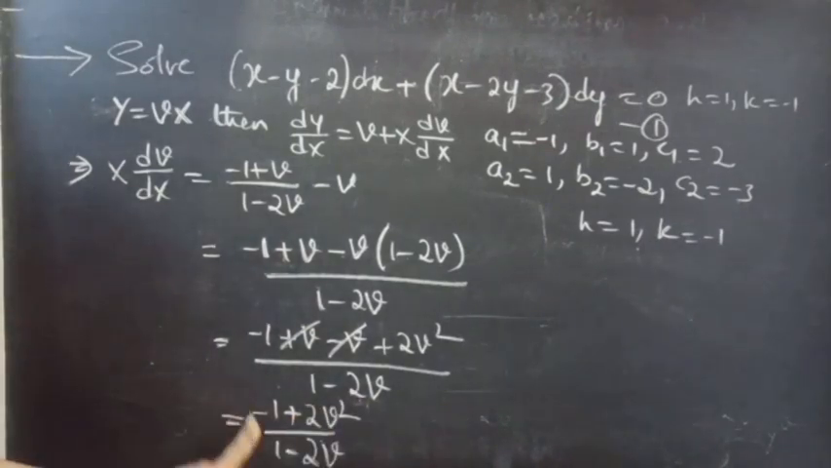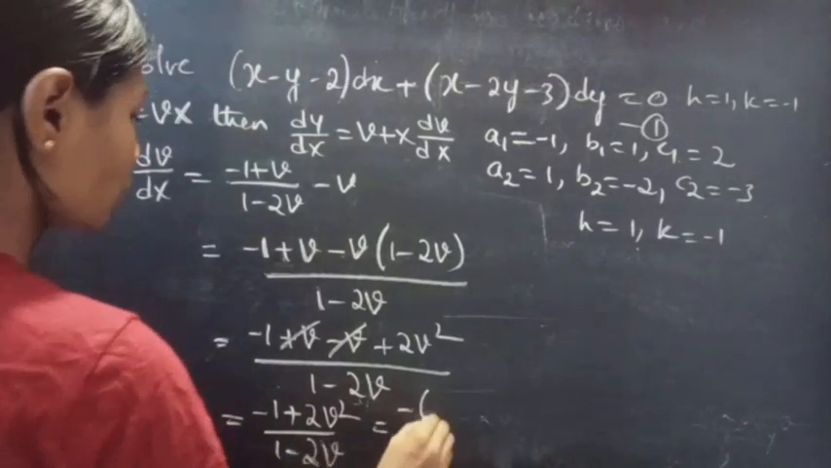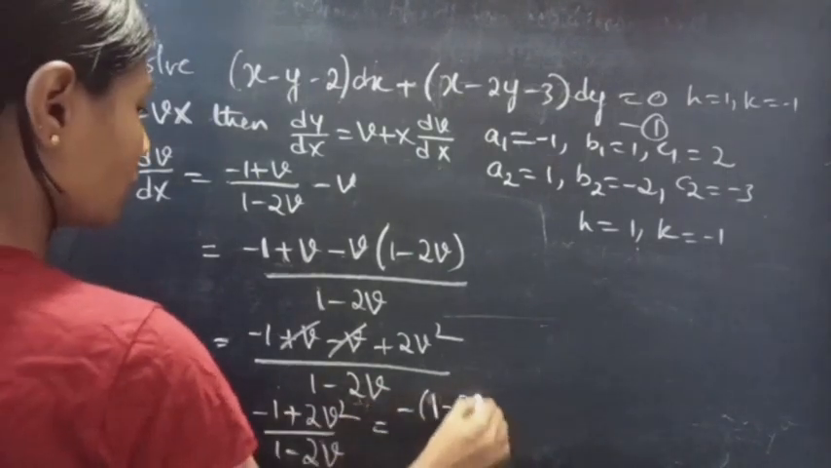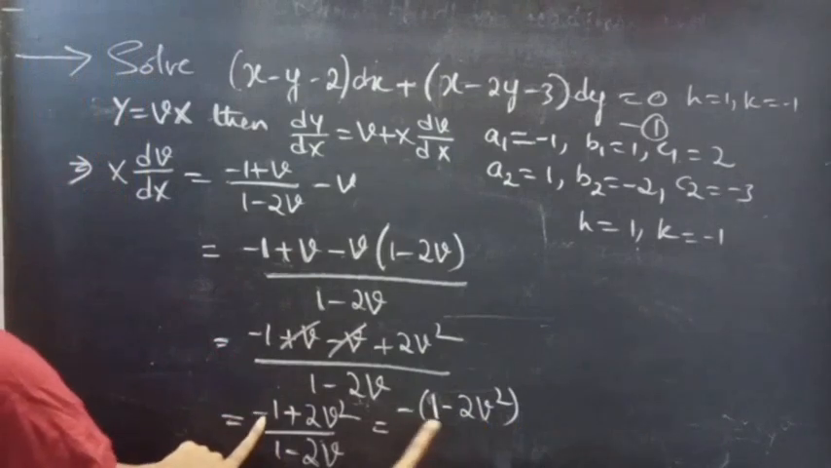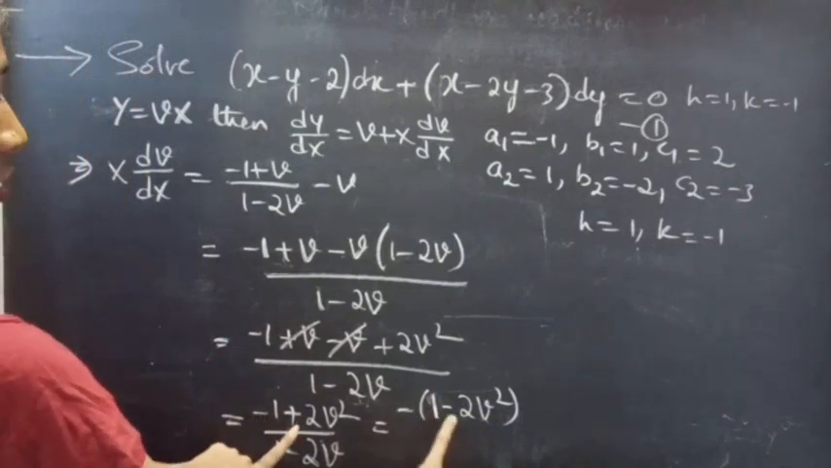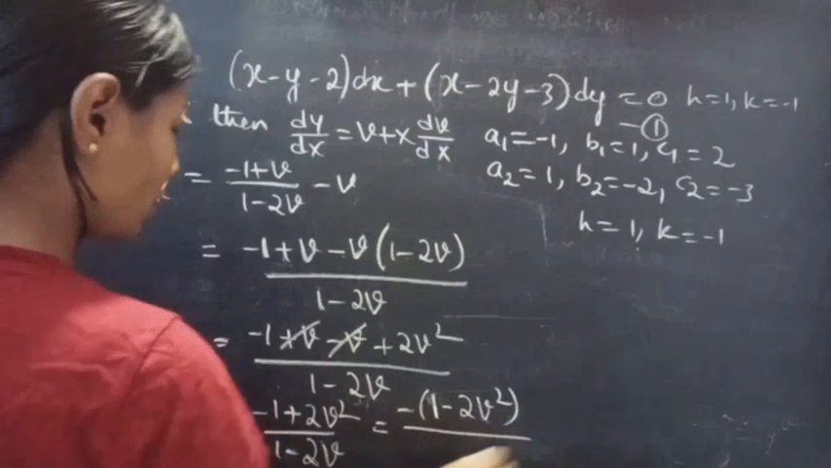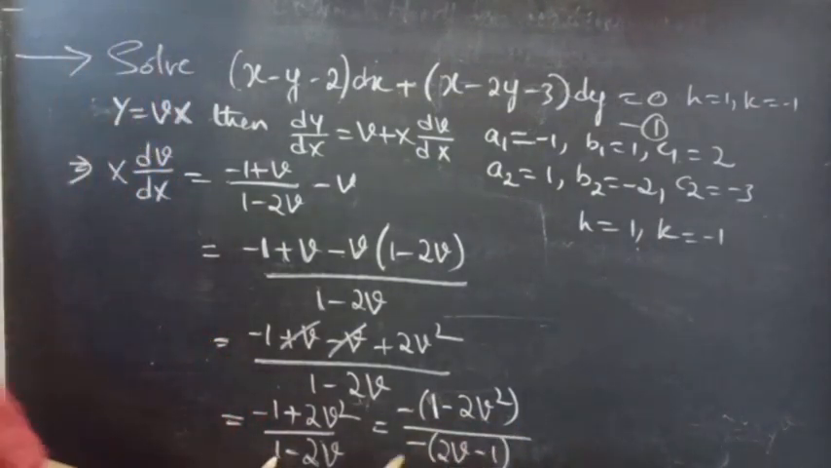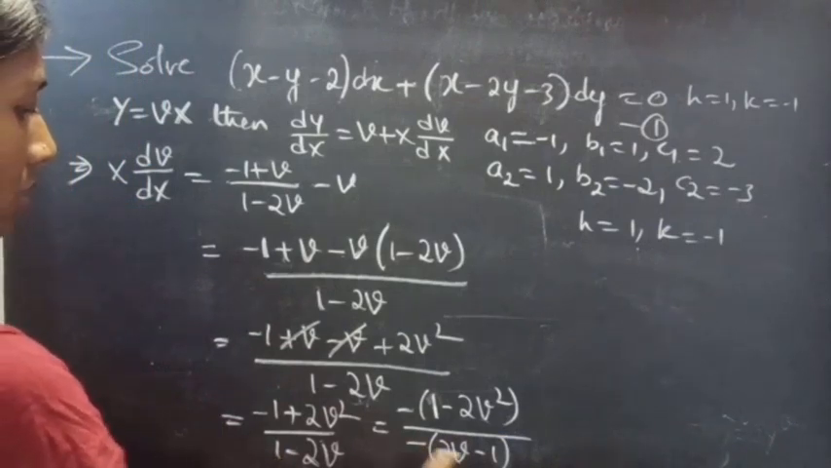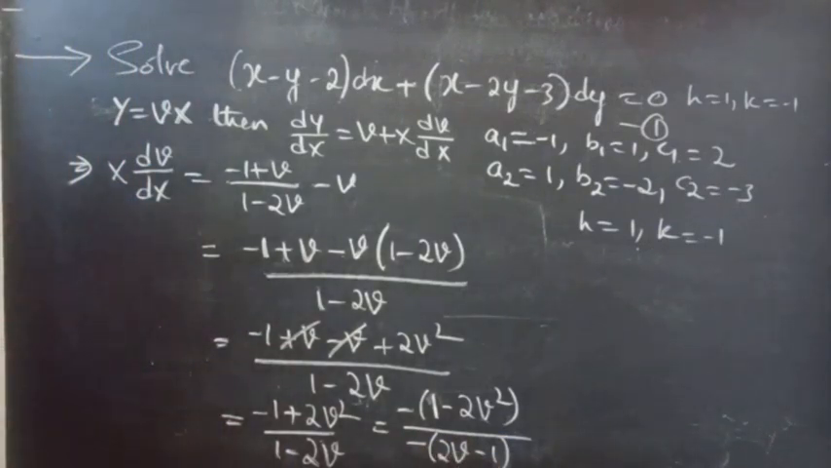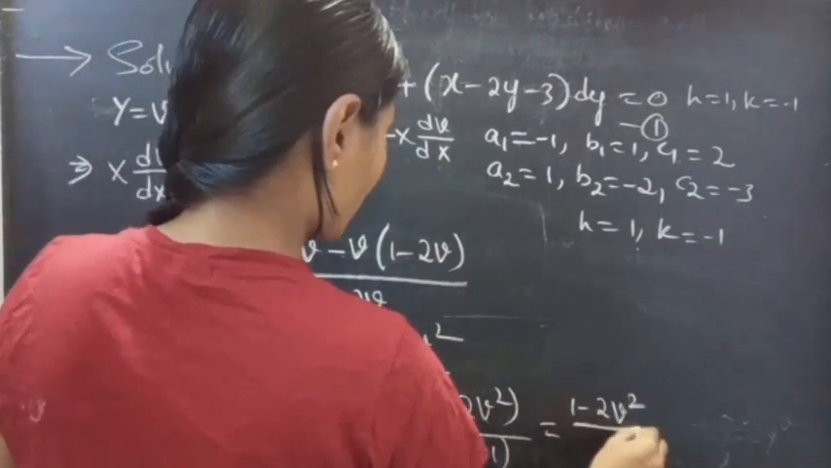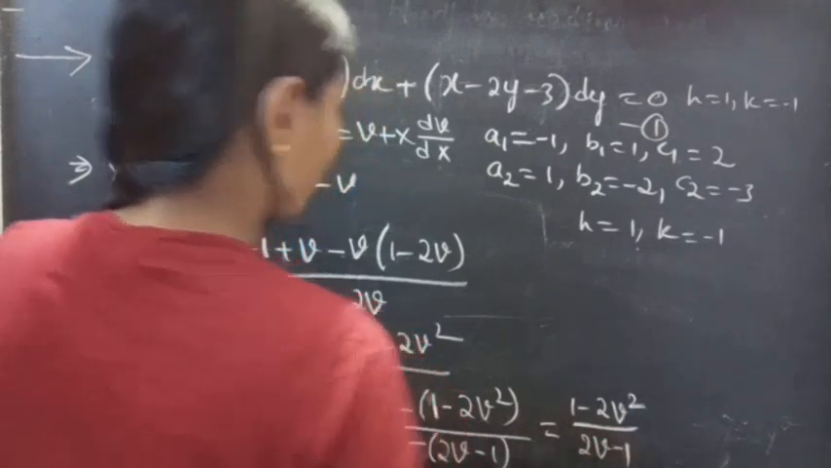Now take minus common from the numerator and denominator. You'll get minus of 1 minus 2v square, minus into 1 is minus 1, minus into minus is plus 2v square, by minus of 2v minus 1, minus 2v, minus into minus plus 1. Now the minus gets cancelled. You'll get 1 minus 2v square by 2v minus 1.